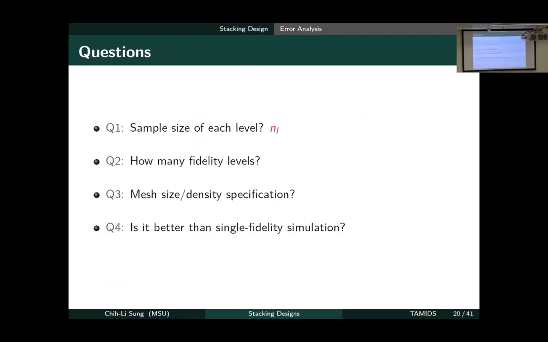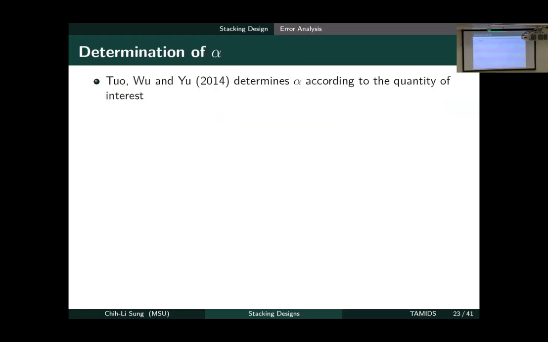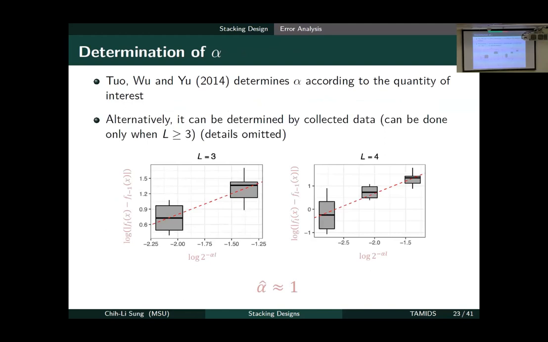Any questions? Okay, so let me move on to this. We don't know this rate, right? This error rate alpha. In this paper, they determine this alpha according to the quantity of interest. Alternatively, you can determine this alpha by collecting data. But like the professor said, we need to have data to estimate this alpha. So that's another reason we need some initial data to estimate those values.